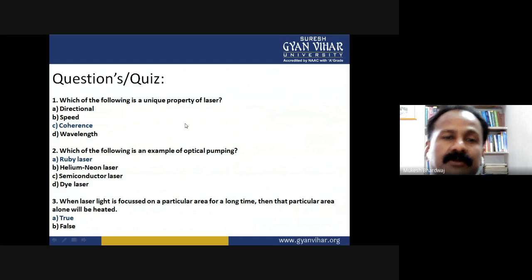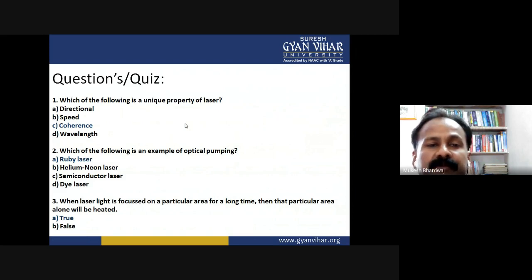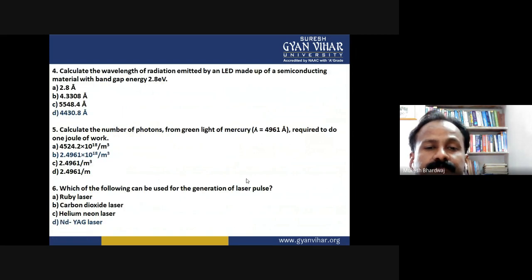Now the quiz time, or the questions. Which of the following is a unique property of laser? Coherence is the unique property of laser. Which of the following is an example of optical pumping? Ruby laser. When laser light is focused on a particular area for a long time, then that particular area alone will be heated. True or false? True.